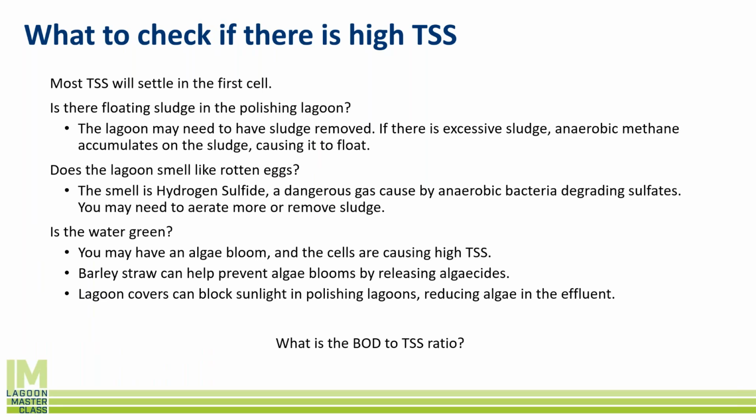When you get excessive sludge and it builds up too thick, you start to get anaerobic layers in that sludge, and those bacteria will produce methane just like they would in an anaerobic digester. As those methane bubbles get caught on the sludge, they'll actually cause it to bubble up, and it'll cause it to float on the surface.